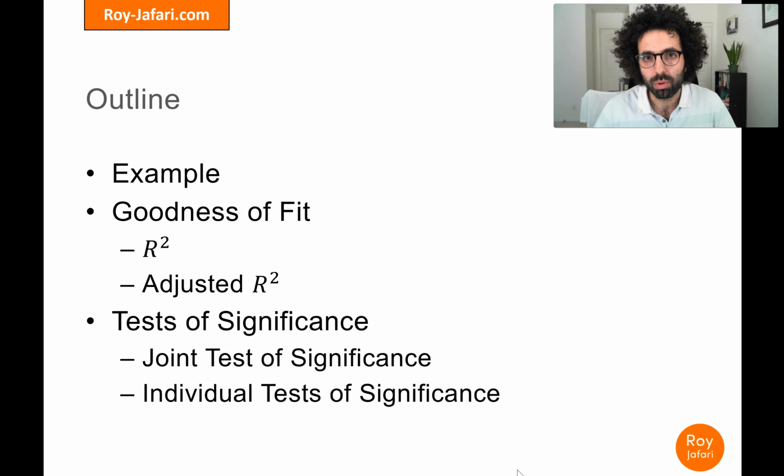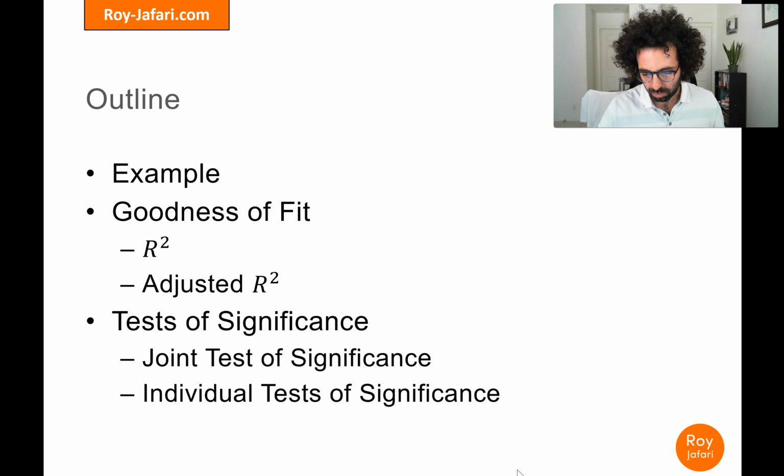And we're going to look at two concepts: goodness of fit and significance. And we're going to have two types of significance: joint significance and also the individual significance. We are going to learn about this via an example, so everything will make much more sense.